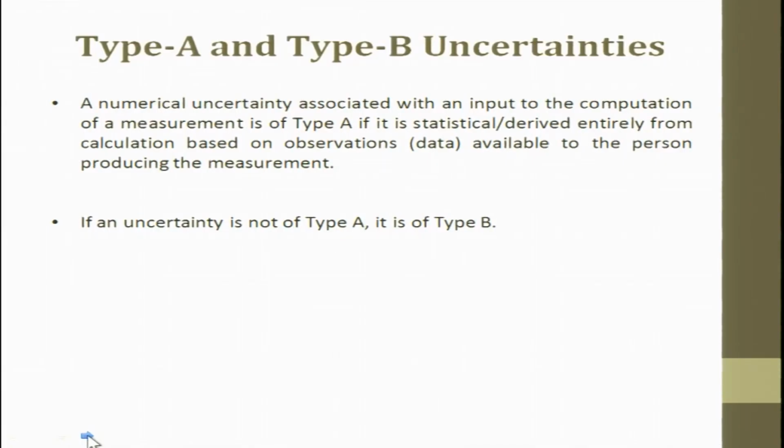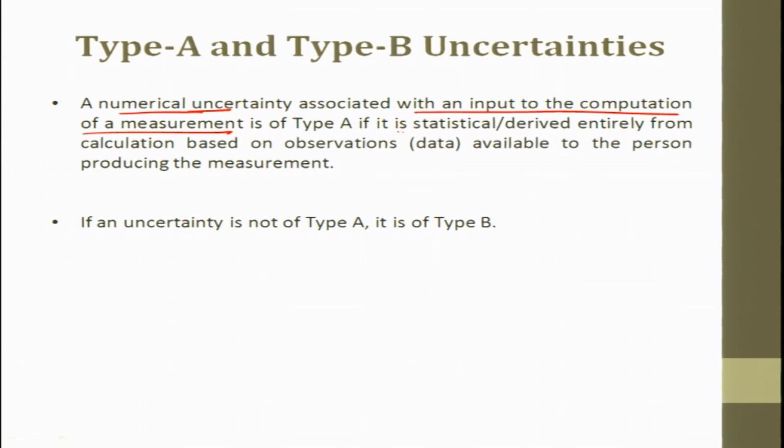Next is type A and type B uncertainties. So it is important to know what are the type A and type B. The type A uncertainty is the numerical uncertainty that is associated with an input to the computation of a measurement.